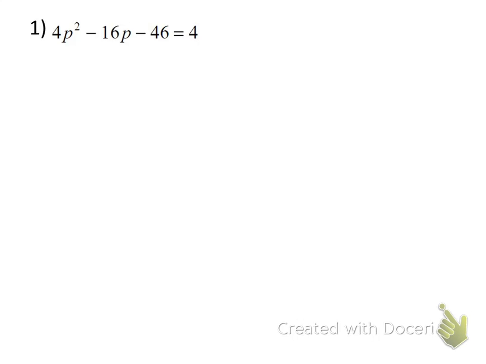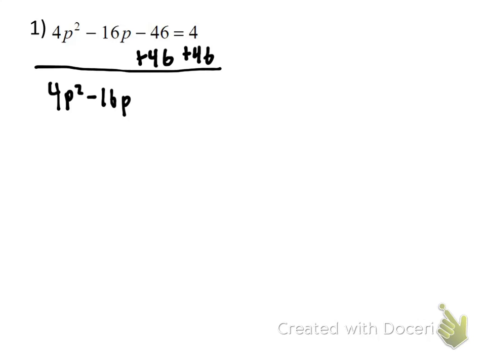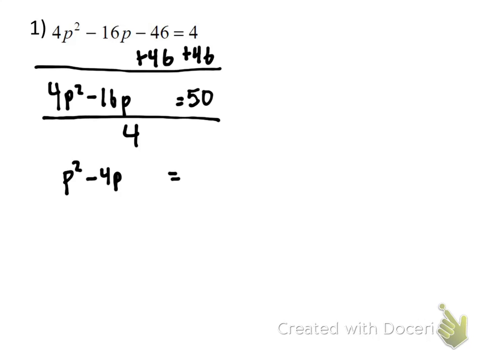Number 1, first step is move all the constants to one side, so we add 46 to both sides. 4p squared minus 16p is equal to 50. Next step, a is equal to 4, so we have to divide the whole equation by 4, both sides of the equation by 4, and I'm just going to draw a line showing it's both sides. So 4p squared divided by 4 is just p squared. Negative 16p divided by 4 is negative 4p. Leave a little space to complete the square, and then we got 50 over 4.